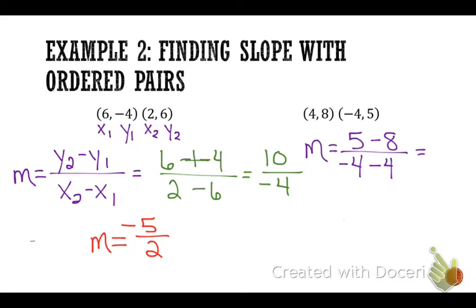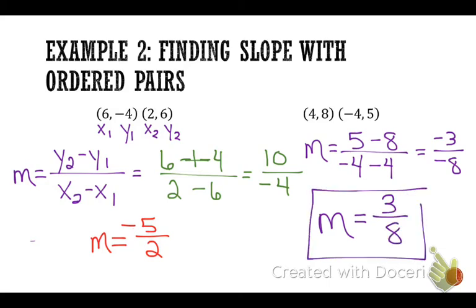So what's 5 minus 8? Negative 3. And what's negative 4 minus 4? Negative 8. So negative 3 over negative 8 becomes positive 3 over 8, because 2 negatives cancel out and make a positive. All right. Any questions on finding slope with ordered pairs using our formula?